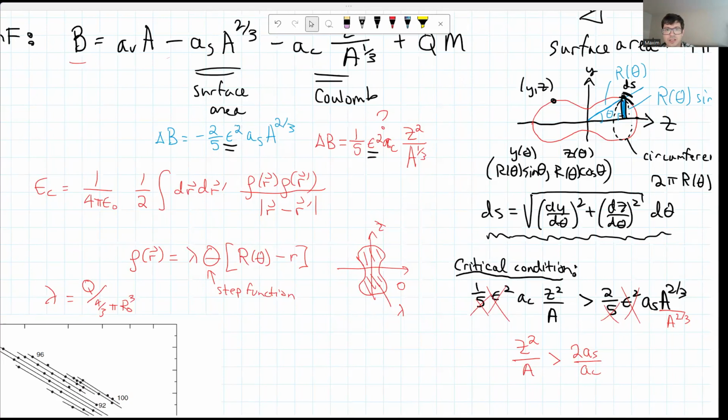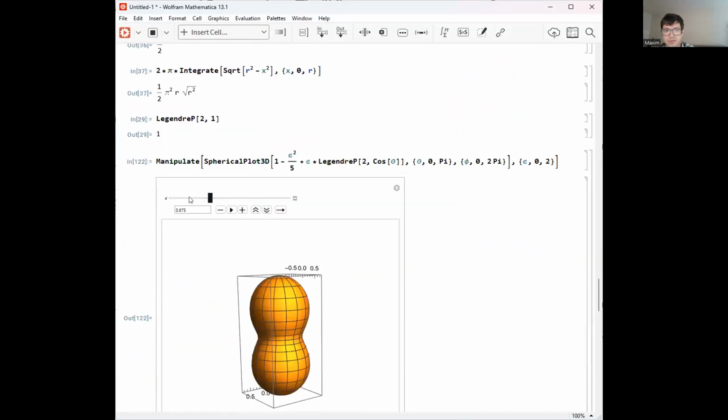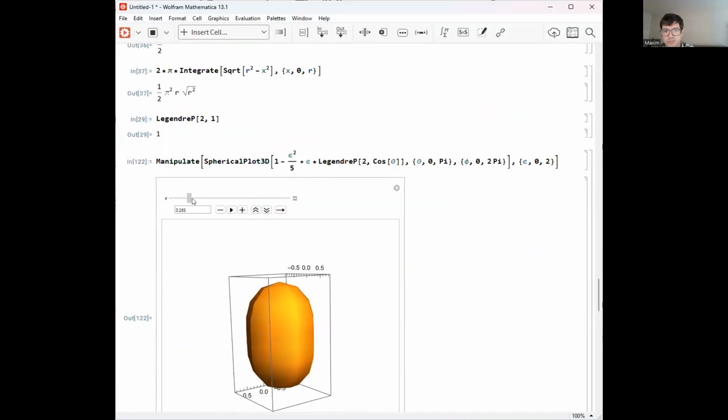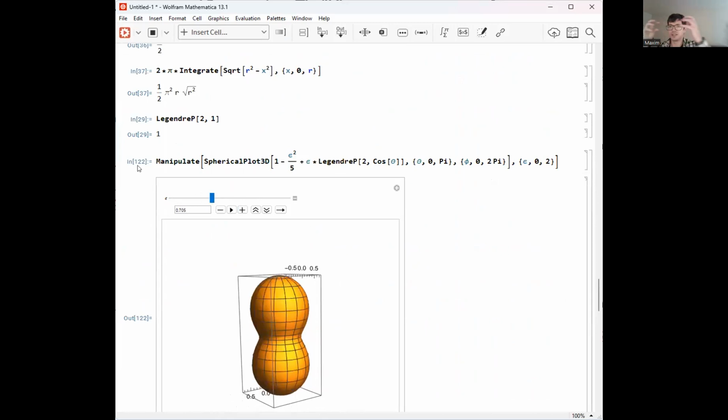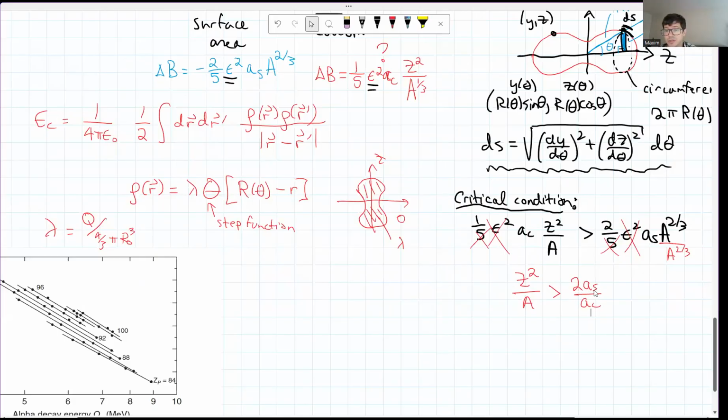And again, just to remind you what that looks like, right? It starts deforming like this. It goes whoop and starts pinching off like a droplet, spontaneously pinching apart. That becomes favorable when Z squared over A is bigger than 2 times the ratio of the surface area and Coulomb semi-empirical formula coefficients. And this, you can substitute in numbers, is around 50.